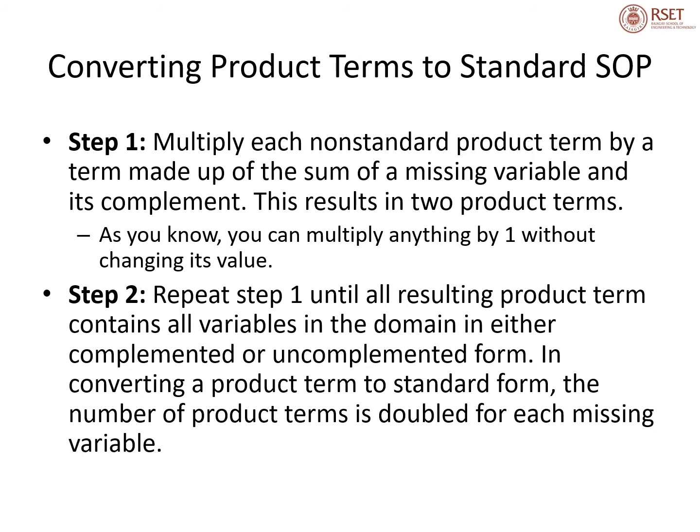Now converting product terms to standard sum of product, we have already dealt with it. It is explained in step 1 and step 2. Multiply each non-standard product term by a term made up of the sum of the missing variable and its complement. This results in two product terms. You can multiply anything by 1 without changing its value. Similarly, repeat step 1 until all the resulting product terms contain all variables in the domain in either complemented or uncomplemented form. So in converting a product term to standard form, the number of product terms is doubled for each missing variable.